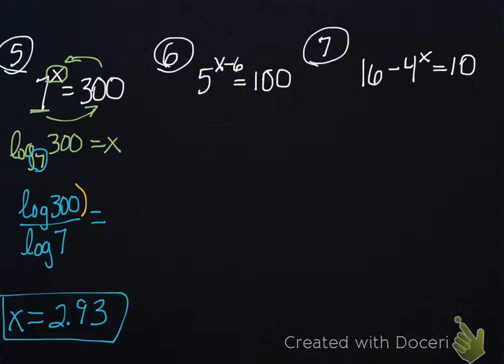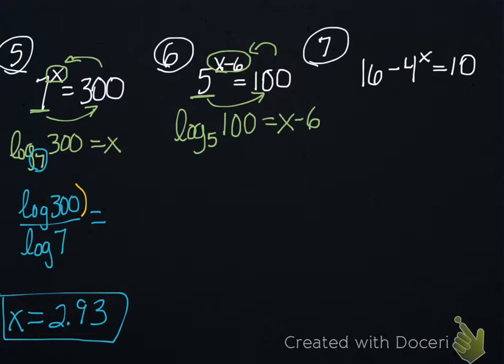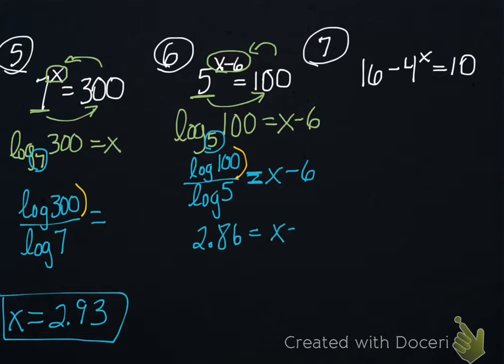Let's look at number 6. Again, it's in exponential form. I have to get my exponent alone by turning it into a log. The base is 5. So log base 5, go across the equal sign of 100 equals the exponent, x minus 6. We're going to have to do something with that x minus 6. But before we do, let's get a value for log base 5 of 100. Remember, the base goes to the bottom. So I have log 100 divided by log 5 equal to x minus 6. Okay, plug the logs into the calculator and get a value. I get 2.86. So 2.86 equals x minus 6.